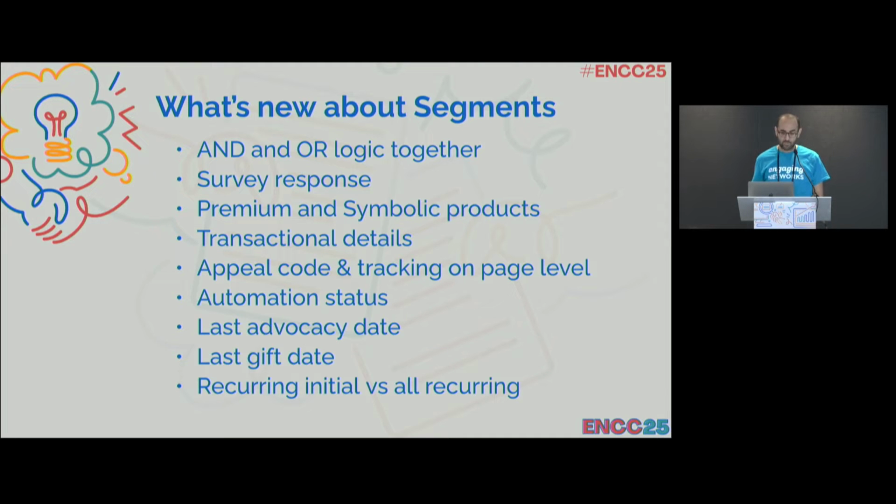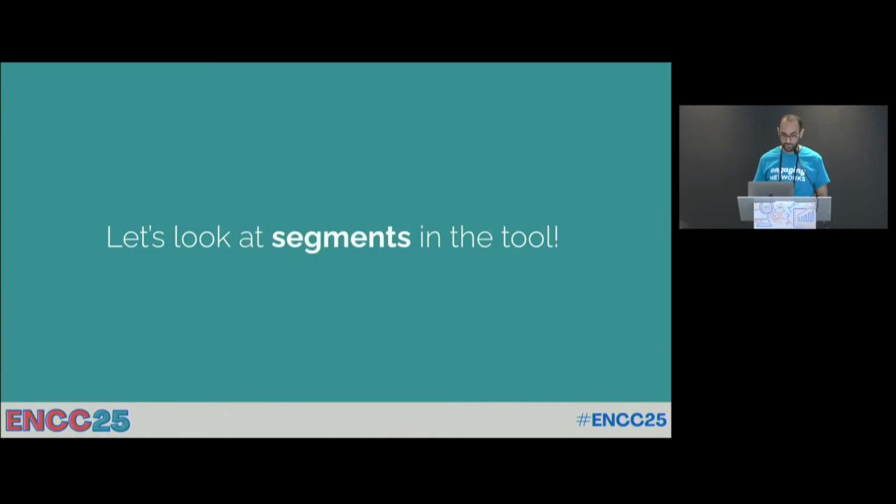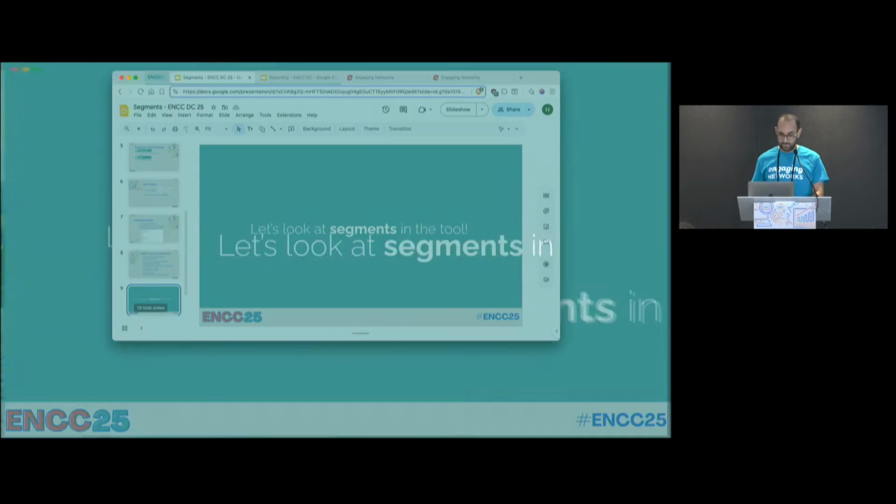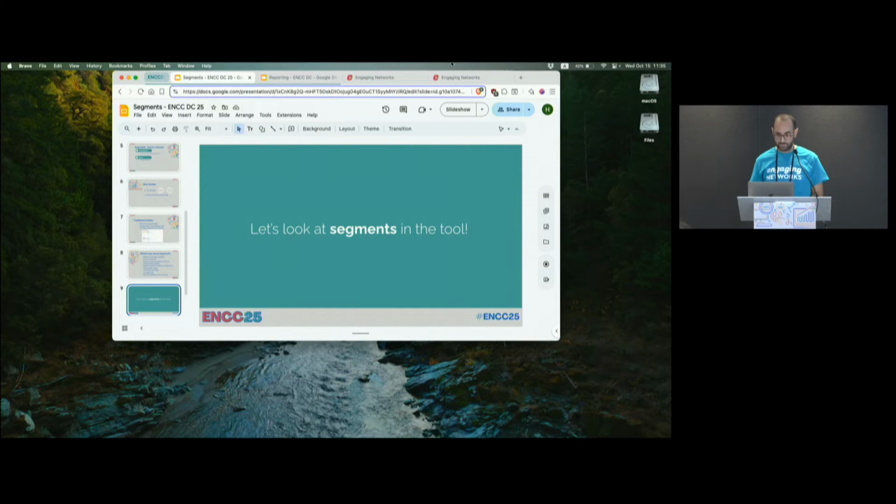What's new about segments? So we have the and/or logic that I'll demo. We also have server responses, premium symbolic products, transactional details, automation status, last advocacy date, last gift date, recurring initial versus all. Honestly, there are so many things that not everything can be listed here. So let's go ahead and take a deeper look at segments.